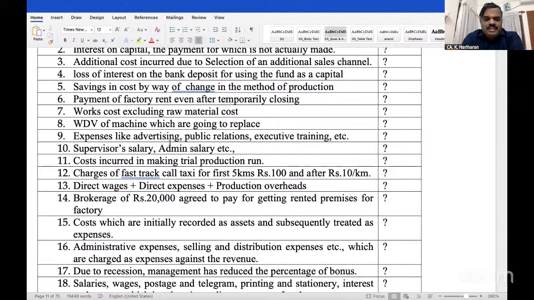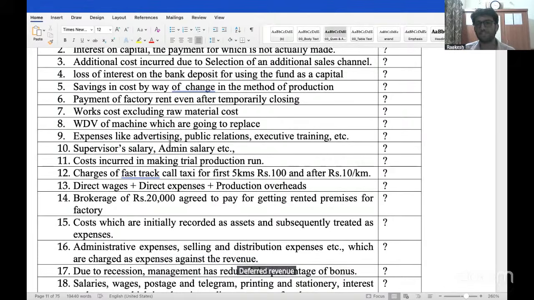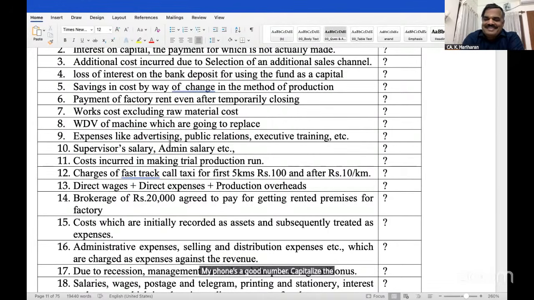Costs which are initially recorded as an asset and subsequently treated as expenses. Deferred revenue expenditure. Capitalized cost. Accounts க்கு போயிட்டான் பாரு.